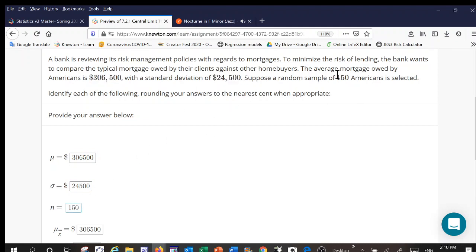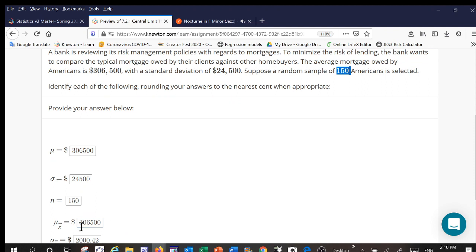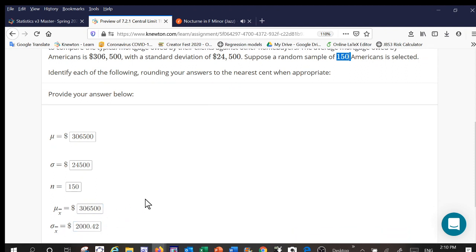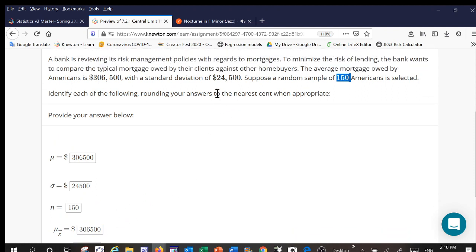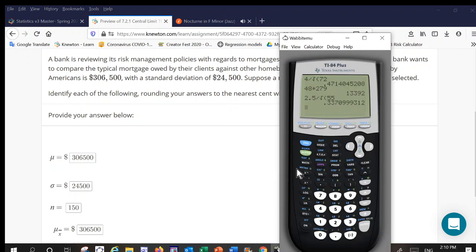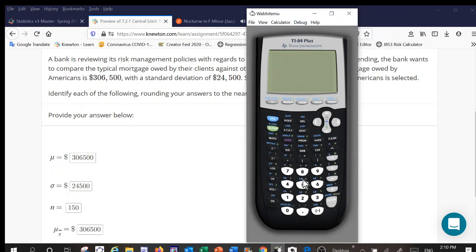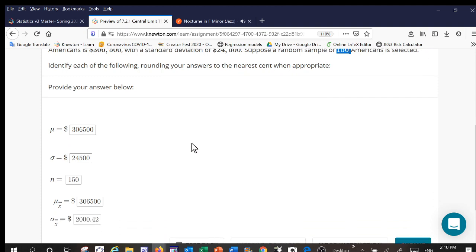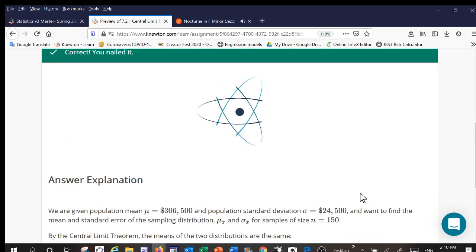N is the sample size. Now, the standard deviation of the means would be that number divided by the square root of 150. So it should be 24,500 divided by the square root of 150. And that's 2000.41. That's correct. All right, so let's move on.